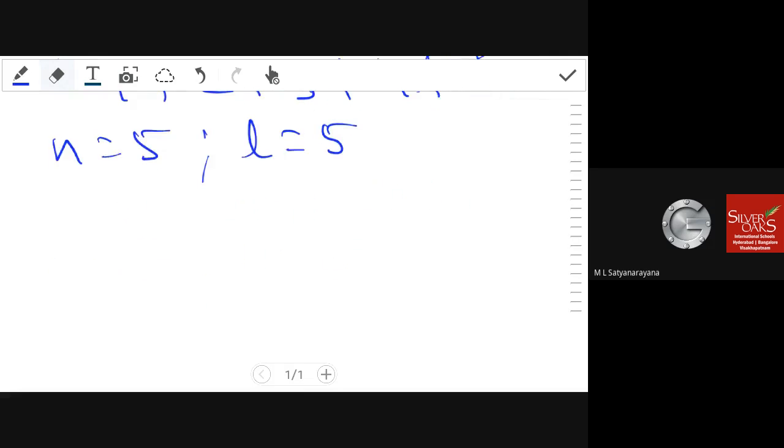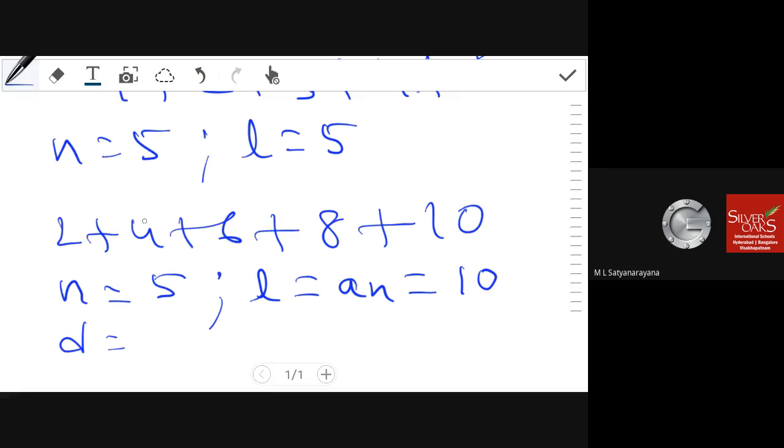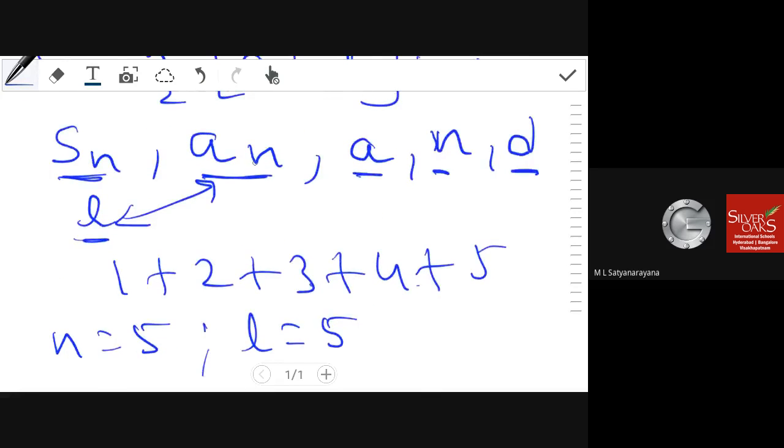You take one more, like 2 plus 4 plus 6 plus 8 plus 10. What is n? N is 1, 2, 3, 4, 5. Now what is l, or an? Please understand the notations. What is an? Nth term. What is l? Last term. That is 10. What is d? d is the difference: 4 minus 2, 6 minus 4, that is 2. Then, like I said, an is clear, a is clear, n is clear, d is clear, and Sn.